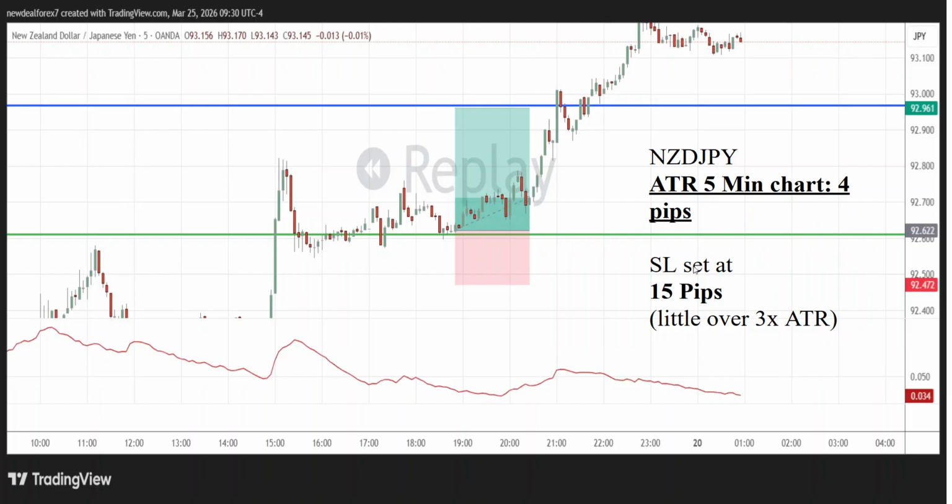So you can do the stop loss at 15 pips, which is a little over 3 times the ATR, okay, and if you would have took that entry, the take profit would have been hit, but I'm basing it on how the pair is actually moving in real time. I'm not making anything up, okay, so that's where that comes from.